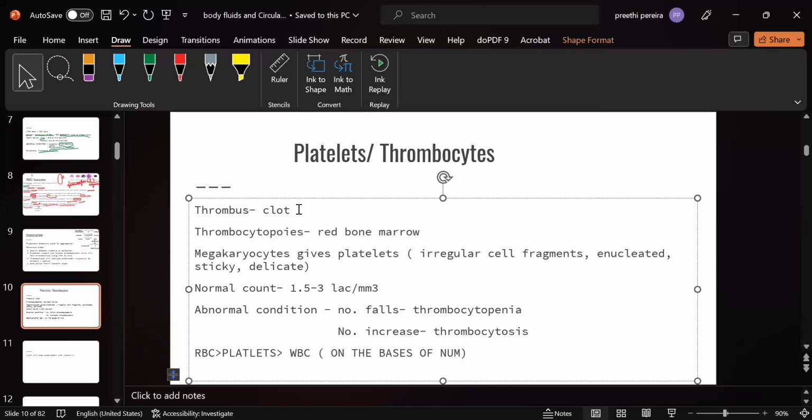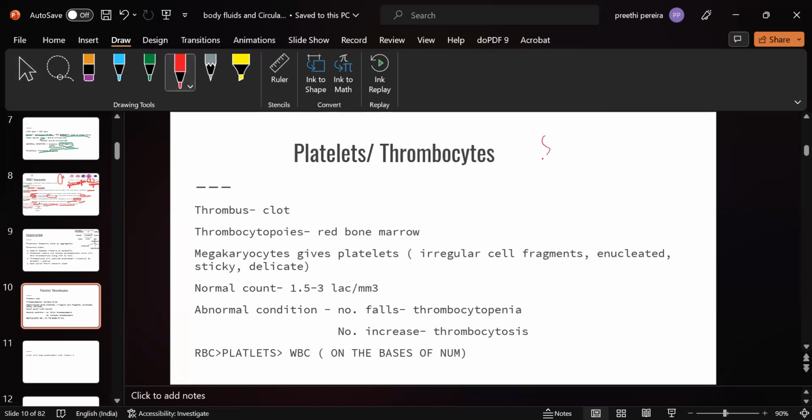So formation of platelets happens in red bone marrow. Along with RBC, platelet formation also happens in red bone marrow. The process is known as thrombocytopoiesis. So platelets will be like this. When platelets are formed, it is like a big cell. And these cells, since they are big, we call them megakaryocytes. What happens? These cells will break down into small pieces, and they form the platelets.